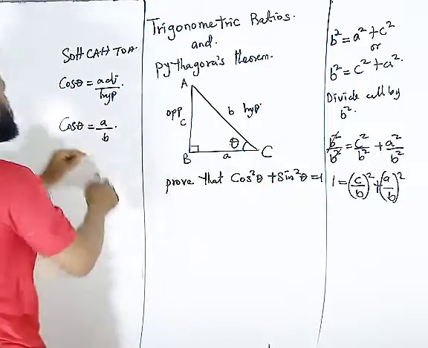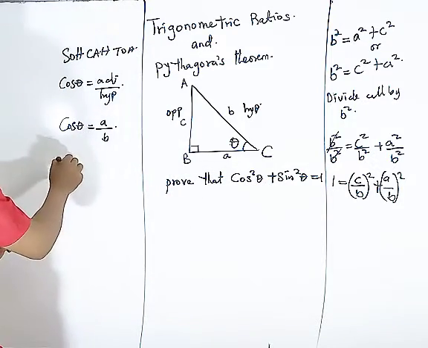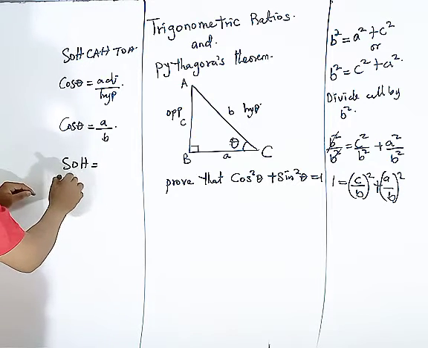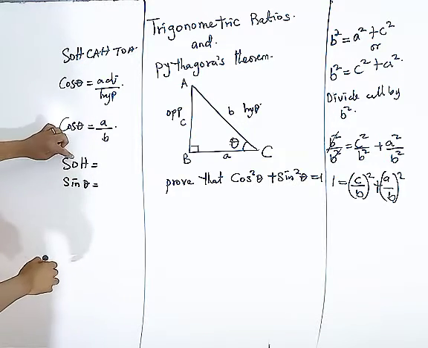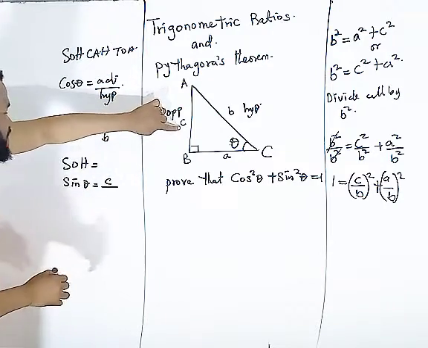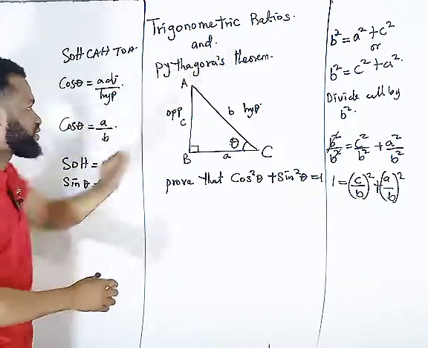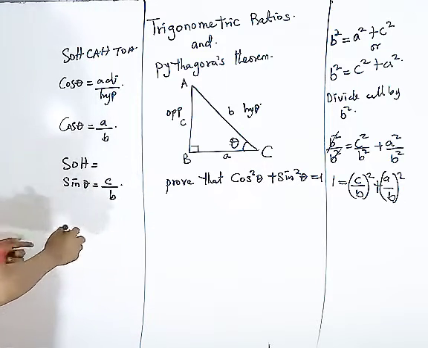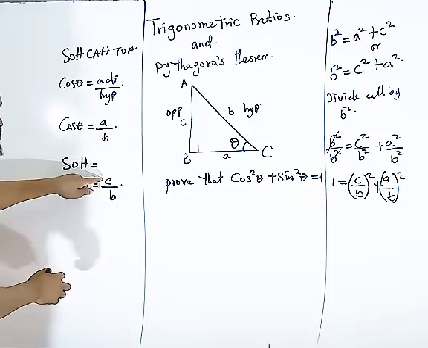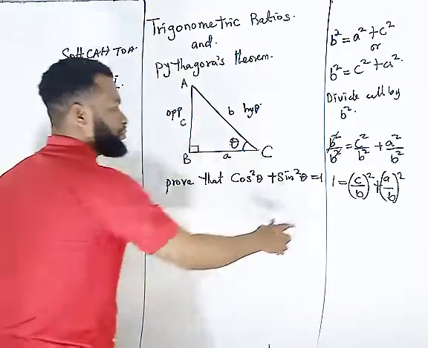Now, sine is here, so I'm going to apply sine. Sine theta means O for opposite. This is opposite, and that is represented by C, all over H for hypotenuse, and that is B. Therefore, you see that cos is A over B, and sine is C over B. So I'm going in here.